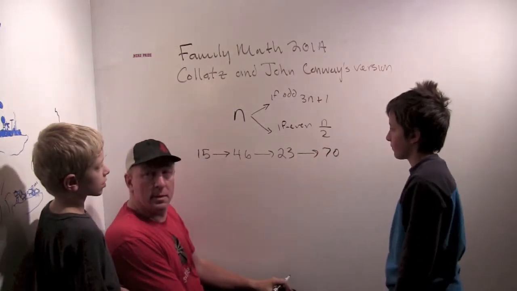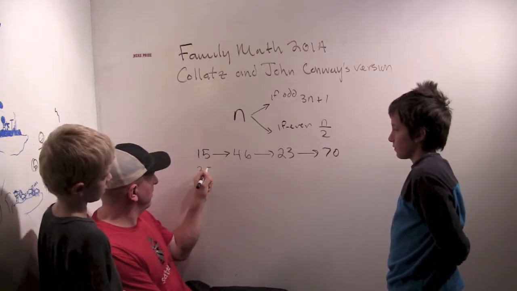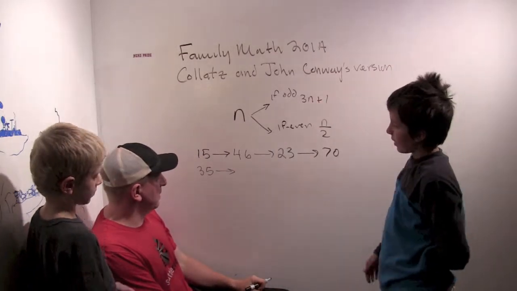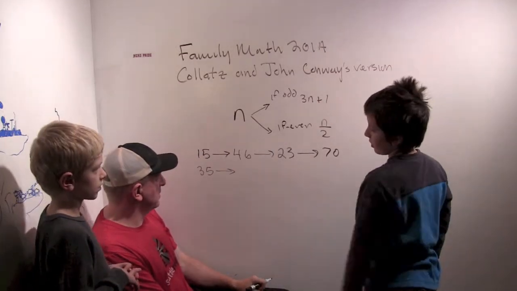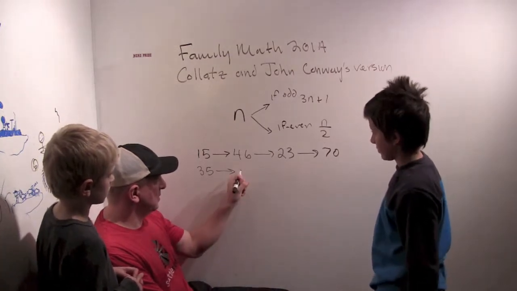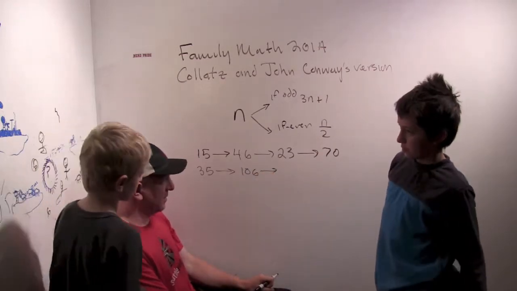Okay. Then you have to divide by 2, which is? 35. Multiply by 3 and add 1, so 35 times 3 is 105, plus 1 is 106. Okay. Looks like this one goes on for a while.